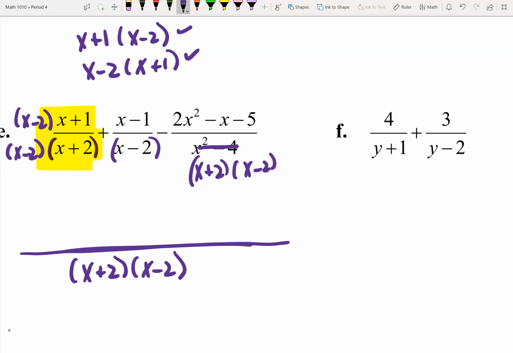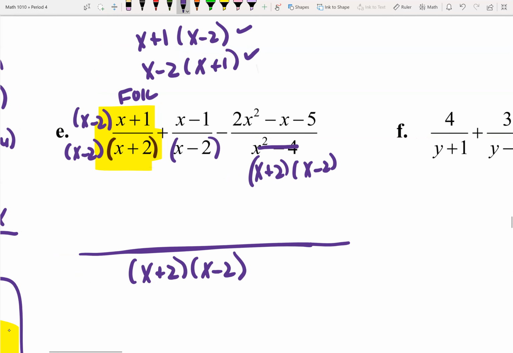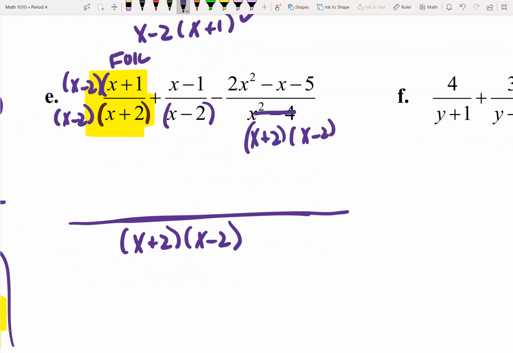So can you tell me in one word what I have to do right there? It's called FOIL, remember? It's the backwards factor. You know what you mean. So I'm going to put parentheses right there. I have a binomial times a binomial, so I have to FOIL. So this is x squared, and then I'll just FOIL it out: plus x minus 2x minus 2. I just don't want to confuse anybody, so I didn't do it in my head.